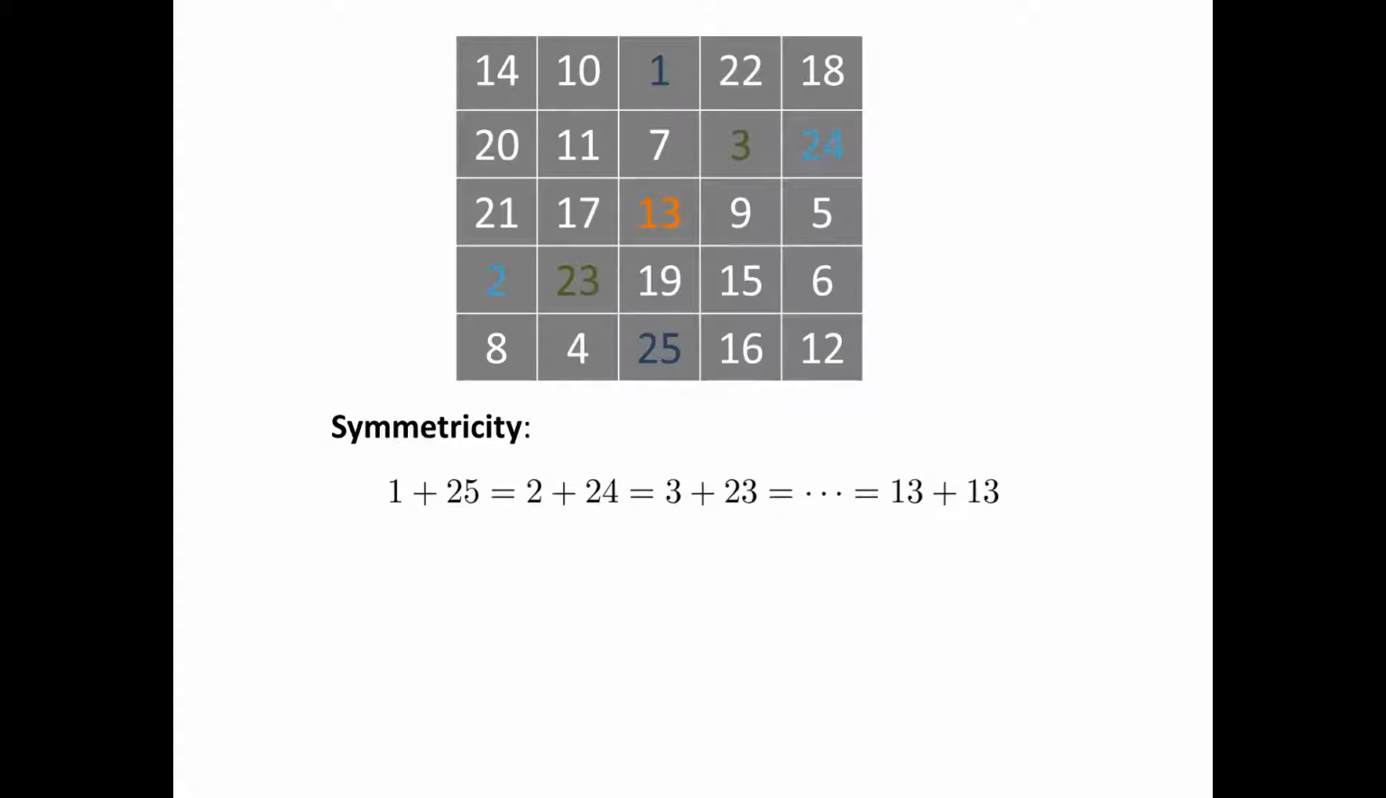We have another property called symmetricity. 13 is placed in the center of the square, and the largest number 25 and the smallest number 1 are placed in symmetric positions to the center, 1 and 25. So are the second largest 24 and the second smallest 2, also symmetric to the center, 2 and 24, 3 and 23, 4 and 22, and so on.